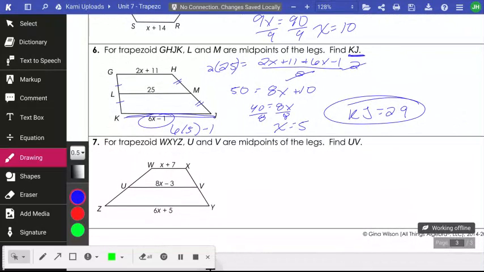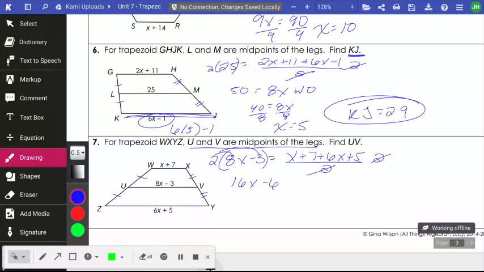Last one. We know that U is the midpoint of this leg and V is the midpoint of this leg. That's this description here, meaning that UV is a midsegment. So since it's a midsegment, I will say the midsegment is equal to the average of my bases. So I'm adding 2 segments. I'm going to divide by 2. To get rid of the divide by 2, I multiply both sides by 2, and I will carefully have to distribute this. So I have 16x minus 6 is equal to, let's go ahead and combine our like terms, 7x plus 12.